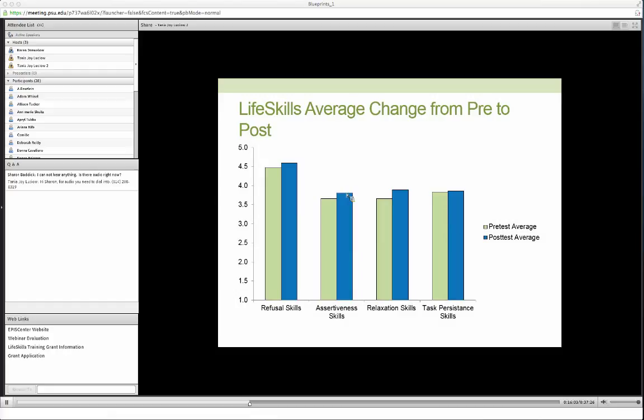So now I want to talk just a little bit about the actual skills. Here we're looking at refusal skills, assertiveness skills, relaxation skills, and task persistence skills. Again, all things that are taught through the LST curriculum. Overall, we saw across the board increases, although in some cases those increases were a little bit less. You can see in task persistence, there's just a small increase from pre to post.